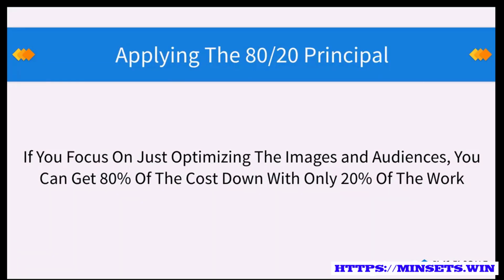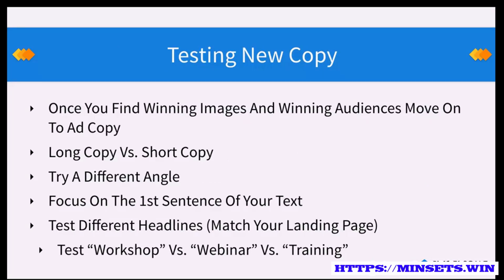Make sure you're applying and thinking through the 80-20 principle there. If you focus on just optimizing the images and audiences, you can get 80% of the cost down with only 20% of the work. And so test these diligently before messing around with anything else, because that's going to have the biggest impact for you. But once you get some images and some audiences dialed in, it's time to test the copy. The copy doesn't have as big of an impact on your ad, but it can definitely have some big impact. And so once you find those 2, it's time to move on to the copy.